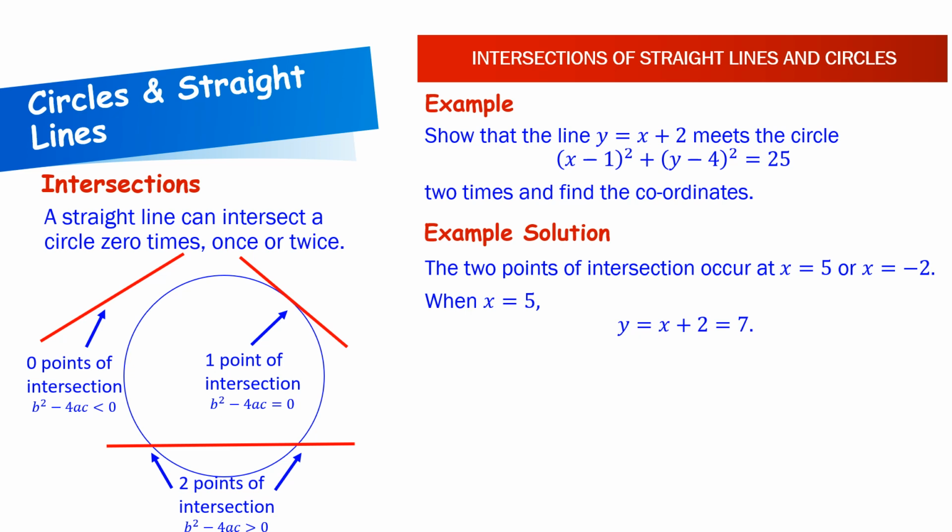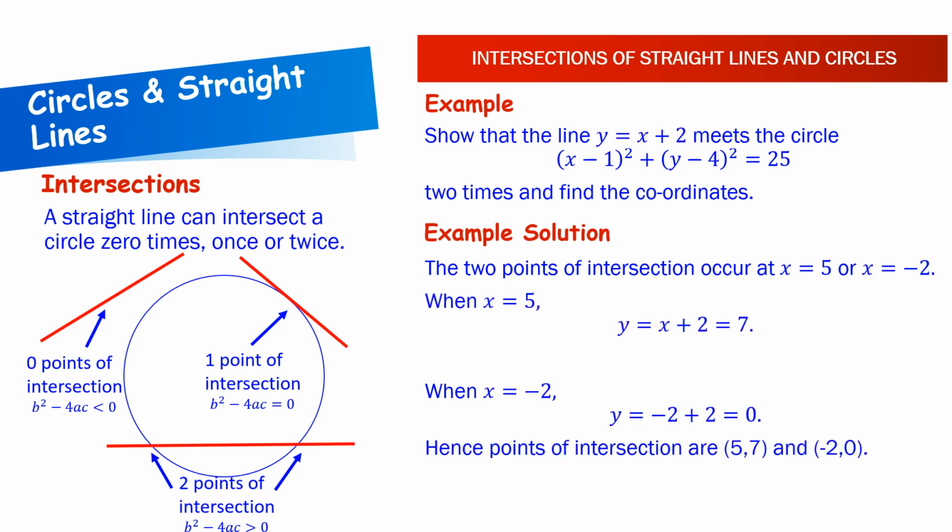When x equals 5, y is equal to x plus 2, which equals 7, by substituting x equals 5 in the equation of the line. Similarly, we can find the y value when x equals minus 2. Again, substituting in y equals x plus 2 gives us that y equals 0. Therefore, the points of intersection are (5, 7) and (minus 2, 0), as shown.